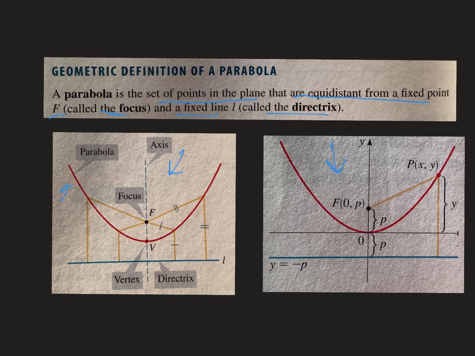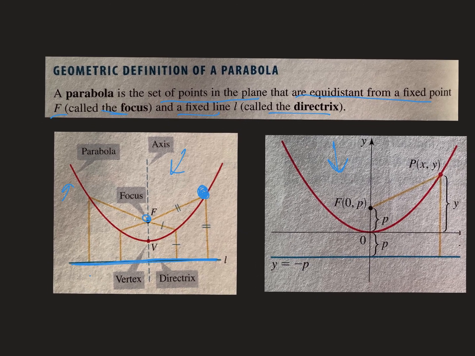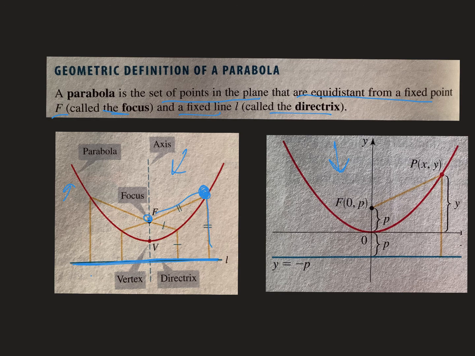The red, of course, is the parabola. The focus is always inside the parabola, and the directrix is always outside. It's the line down here, that line L that I'm tracing over right here. Each point on the parabola is the same distance away from both. So if you look at that point I just circled right there, it's the same distance to the focus as it is to the directrix. Every point in the parabola, that's what the definition is.